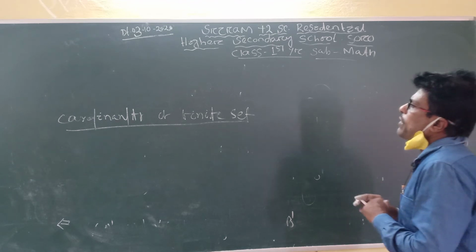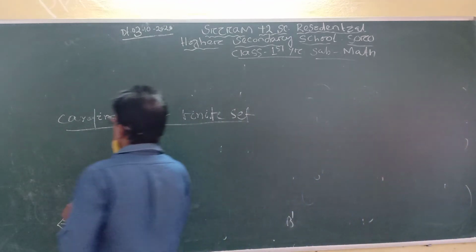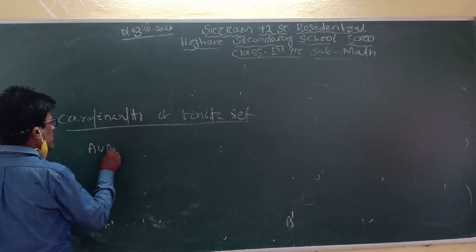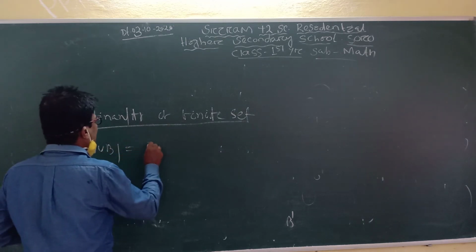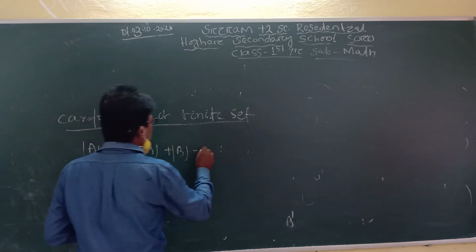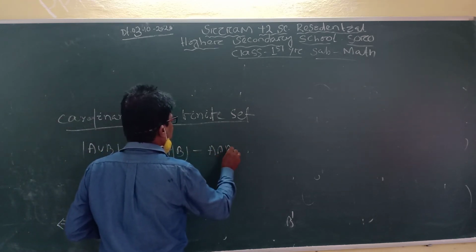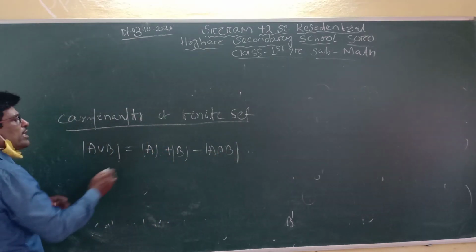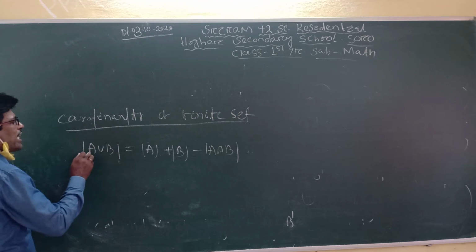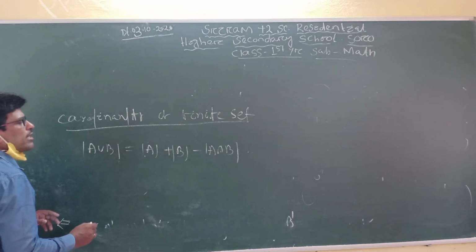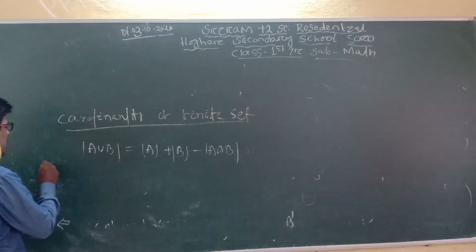Now for finite sets, using the modulo symbol, |A union B| is equal to cardinality of A plus cardinality of B minus cardinality of A intersection B. You already studied that formula at high school level. So |A union B| = |A| + |B| - |A intersection B|. For example, I am giving an example.